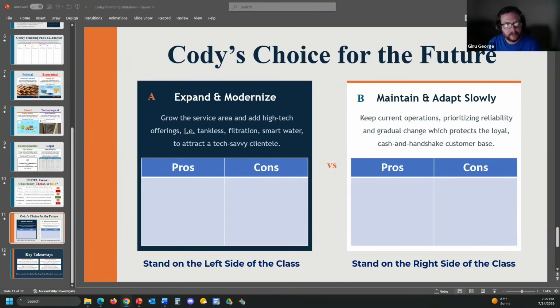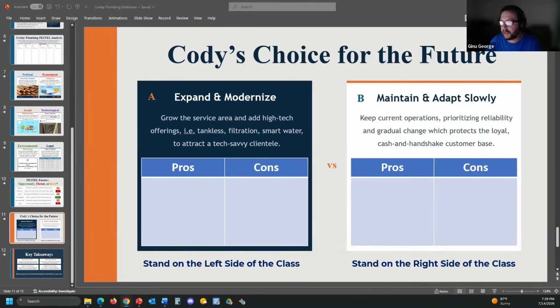Because technological has the opportunity, but the economic situation and the legal situation do not look so good. So I'm more about the maintain and adapt slowly, because I think that's too much risk. Thank you for sharing that. That's pretty insightful. I appreciate that.